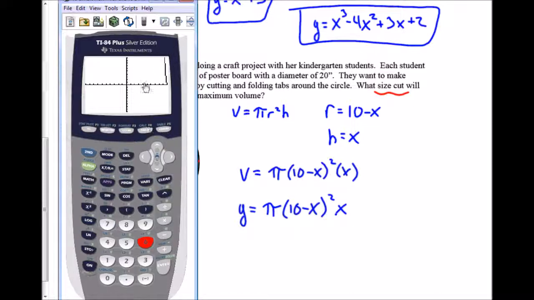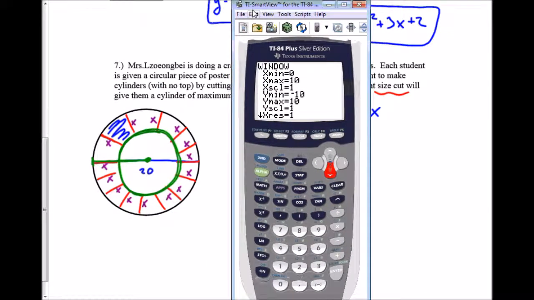And as I change the window, think about the x values and the y values here. The x values are never going to be negative. I'm not going to make a negative cut, so I'm going to set that equal to 0. The x value itself in terms of the maximum, as I look back at the circle that I have, the largest cut I can make has to be smaller than 10, because if I cut more than 10 on each side, I'm going to cut this circle in half, and then I won't be able to make a cylinder. So this has got to be less than 10. I'll set it to 15 so we can see just a little bit more of the graph.